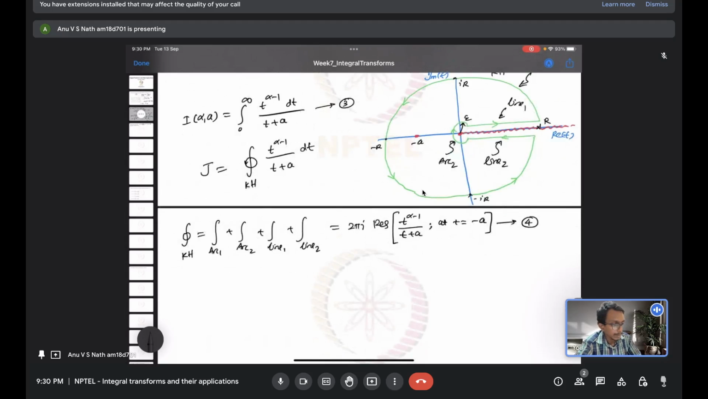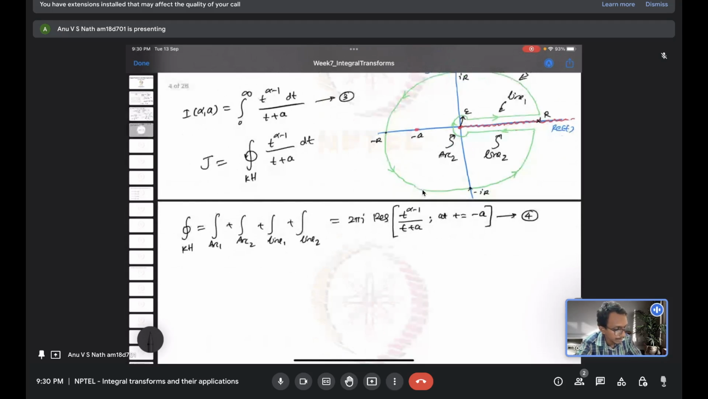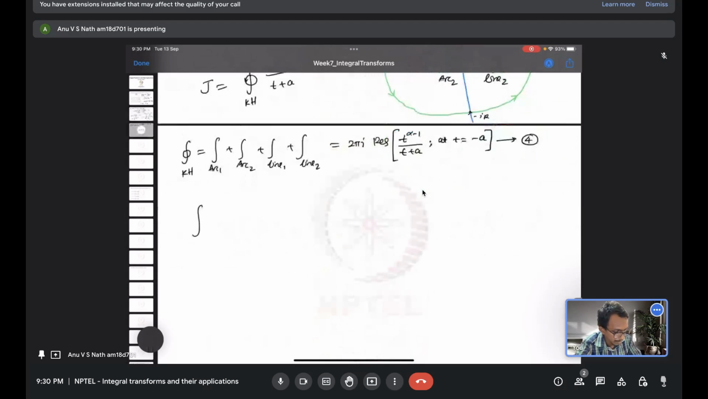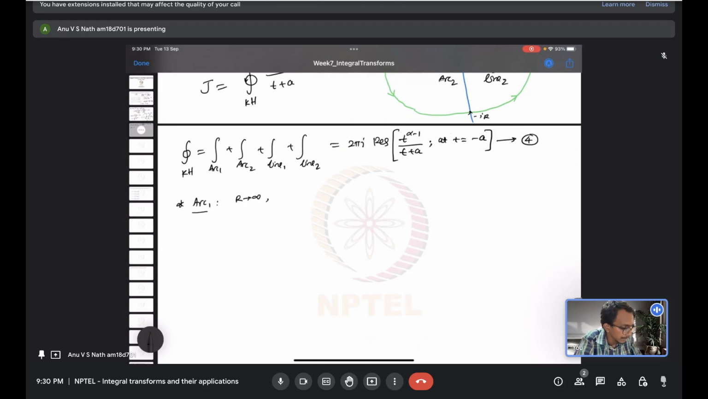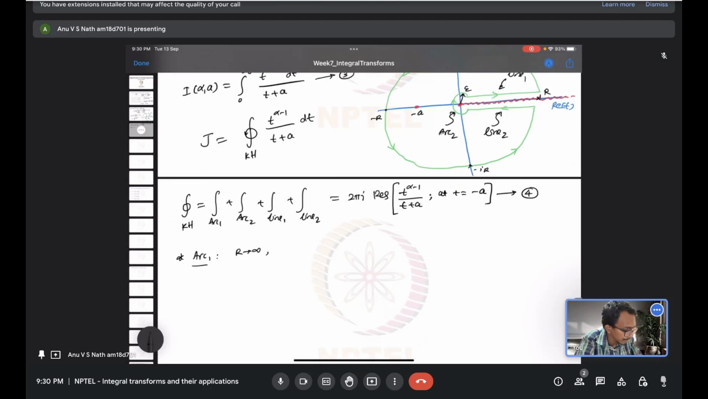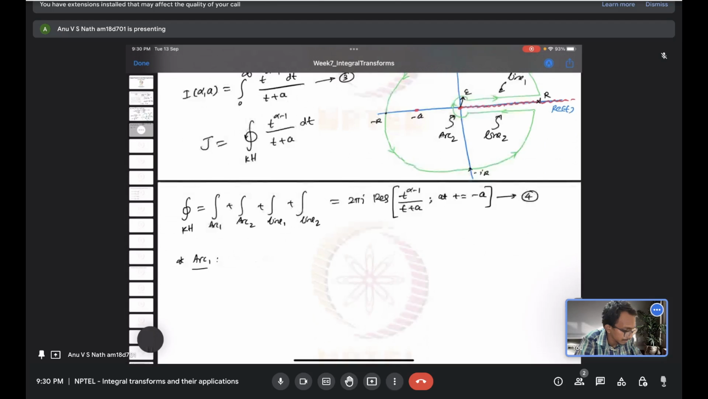And we have to take the limit of capital R tending to infinity. So let me start doing that. So, arc 1: we have to take the limit of capital R tending to infinity.